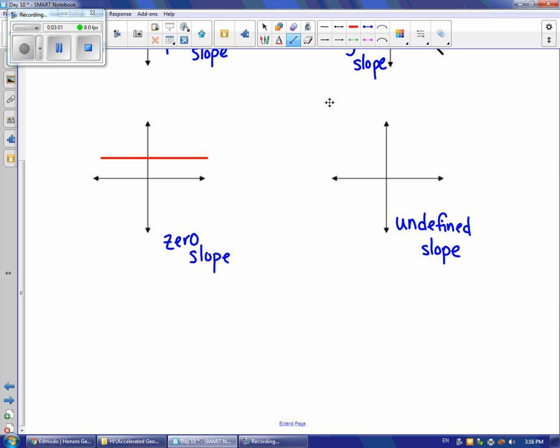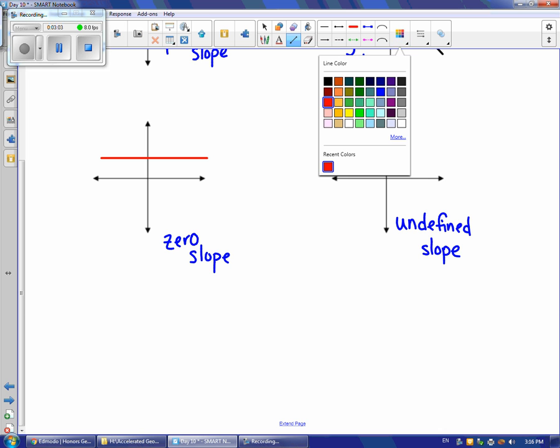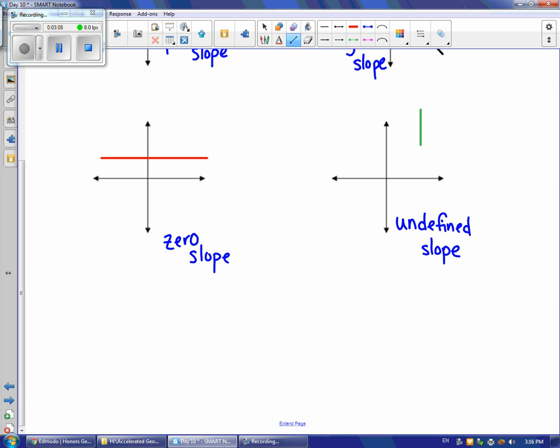But an undefined slope, there's no slope. We can't define it. That's a vertical line. And if you think about it, there is no run to the line. So if we tried to calculate the slope, the denominator would be 0, and you can have any number, say 2, on the top. Can't do that. So that's why we have an undefined slope.